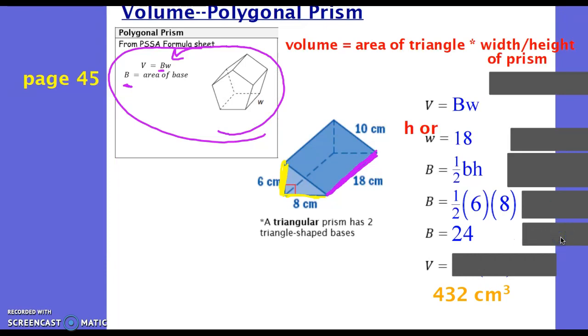That gives us 24. So remember, we take the area of the bottom or the base and we multiply it through by that width or height, and that fills the entire inside of the shape, which is our volume. So if we multiply the area of the base times the height, we take 24 times 18, and that gives us 432 cubic centimeters. So volume is a little bit easier on any polygonal prism. It's just the area of the base multiplied through by the width, or in some cases the height of the shape.